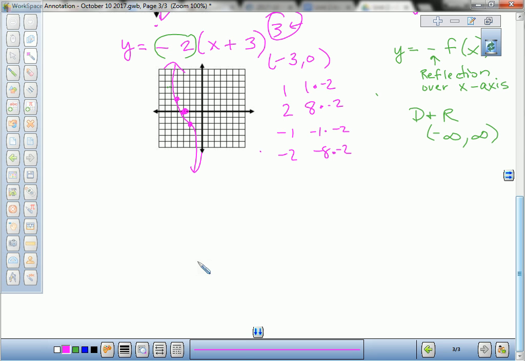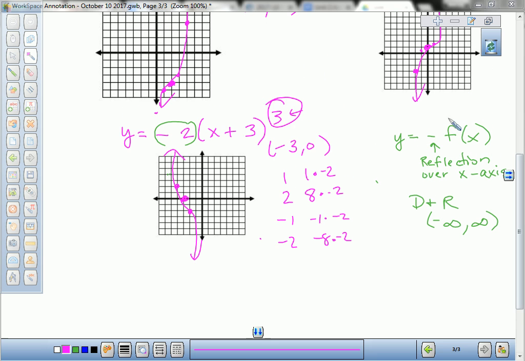Now, anytime we have a negative out in front of our functions, those negatives do cause reflection over the x-axis. So it's going to change those up and downs to the opposite every time. All right, now, this is the coolest thing to me about the cubic. Domain and range are both negative infinity to positive infinity. There are no restrictions on those. So that makes it kind of easy. You don't have to worry about finding max and mins. There's not one on these.